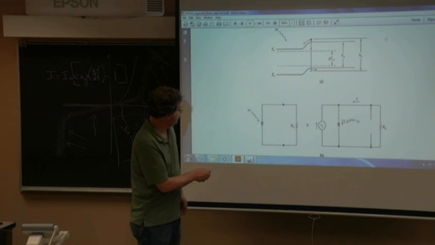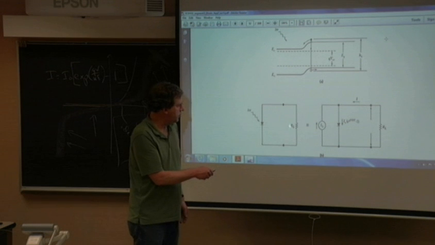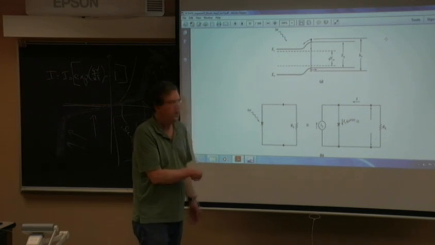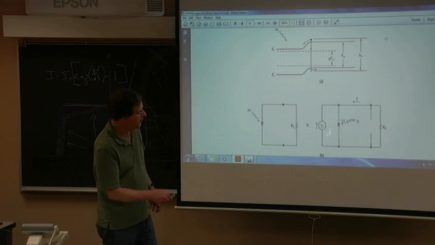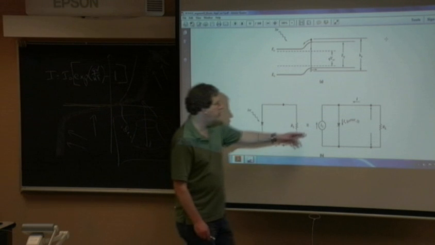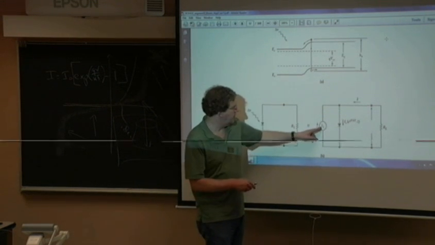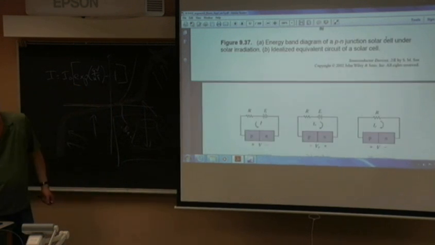Essentially, think of it as a photon coming in, hitting the solar cell diode, and that being driven to a load resistance, whatever your equipment is that you're trying to power. So you have this photo-dependent current source, essentially, as the light comes in. And so that's kind of an equivalent circuit.